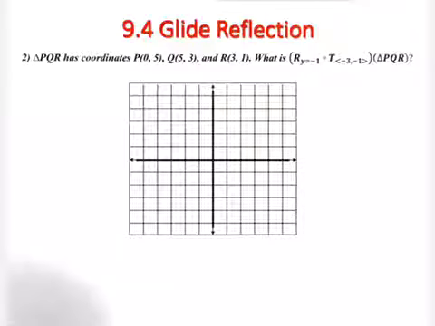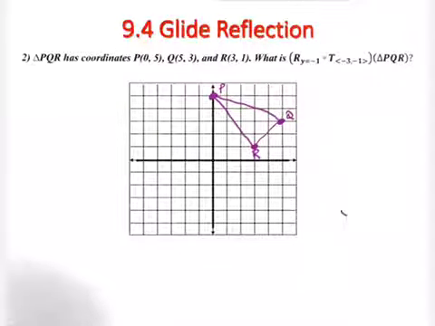Second example, this time we have quadrilateral PQRS. So we'll plot PQRS first. P is at (0, 5), Q is at (5, 3), and R is at (3, 1). So there's our pre-image. And they want us to conduct the glide reflection where we're going to translate (-3, -1).